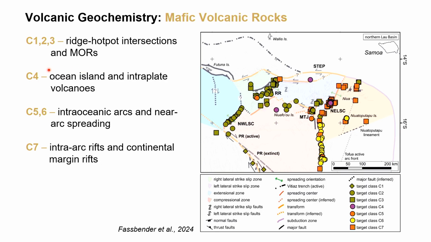The C4 class was basically ocean island basalts and intraplate volcanoes. These are the purple volcanoes that you see here. C5, C6, these are intra-oceanic arcs and back arcs, near arc spreading centers. And C7 is a class of intra-arc rifts with chemistry that is to some degree similar to continental margin rifts. The point is, you've got all of this within the space of a couple of 100 kilometers in the northern Lau Basin. And you could think of it, if you look at it correctly, as northern volcanic zone in the Abitibi Greenstone Belt and southern volcanic zone in the Abitibi Greenstone Belt with stuff in between.